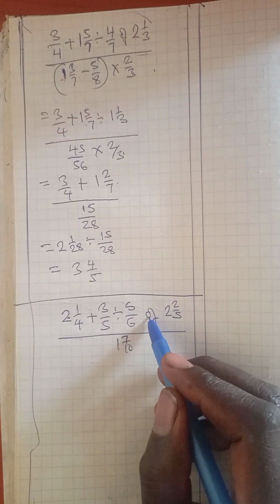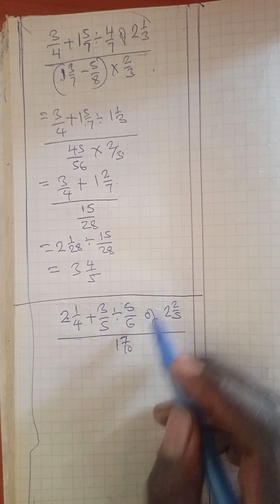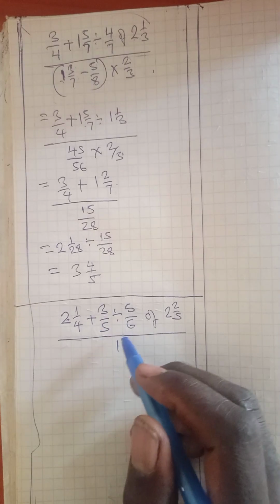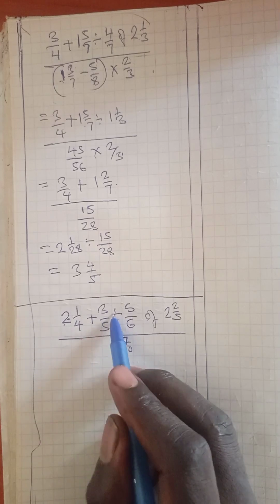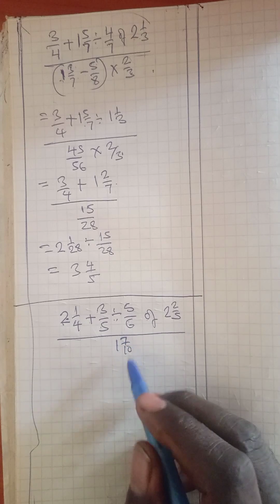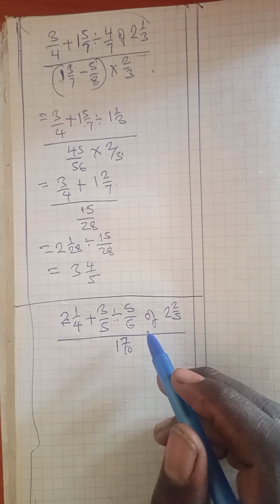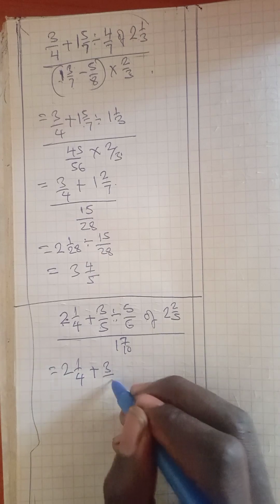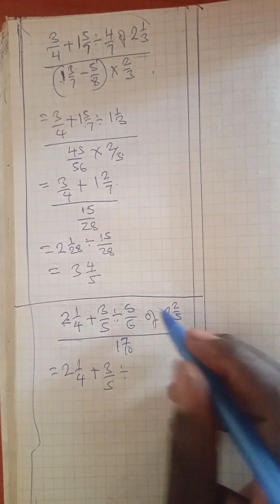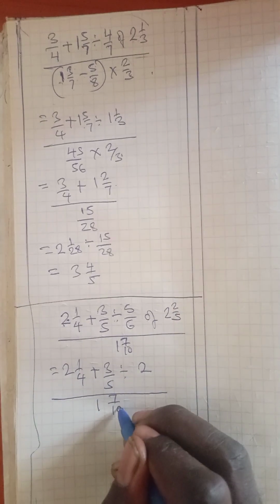In 2009, paper 1, question 2, students were told to calculate and evaluate this sum and give the answer in the simplest form. So here we have 2 and a quarter plus 3 over 5 divided by 5 over 6 of 2 and 2 over 5, all over 1 and 7 over 10. So we shall work out this part first for the upper part. Now here we go. We shall have 2 and a quarter plus 3 over 5 divided by, now if you work out this part, you should be able to get 2, still all over 1 and 7 over 10.